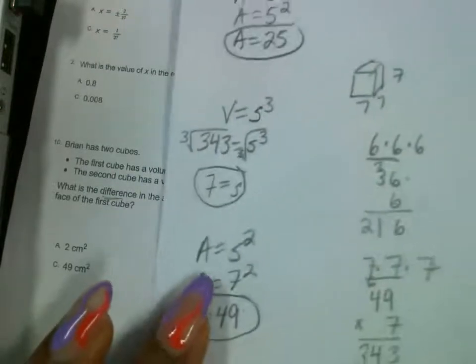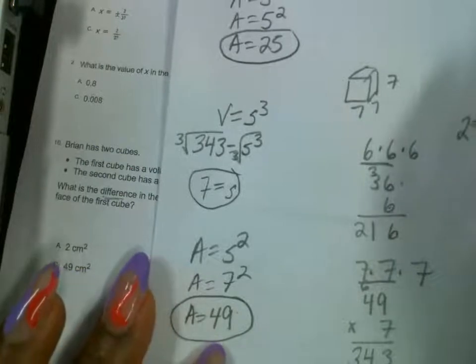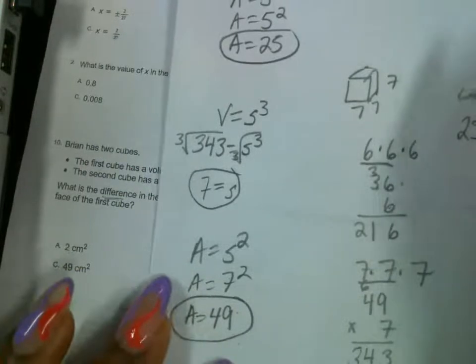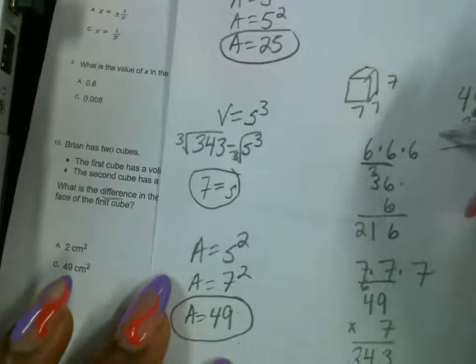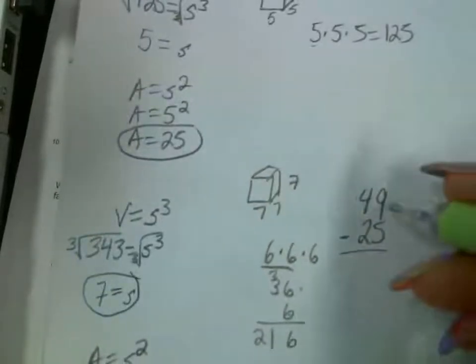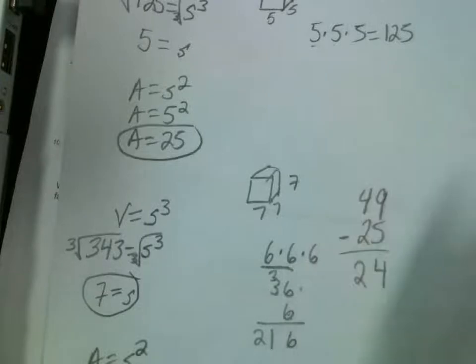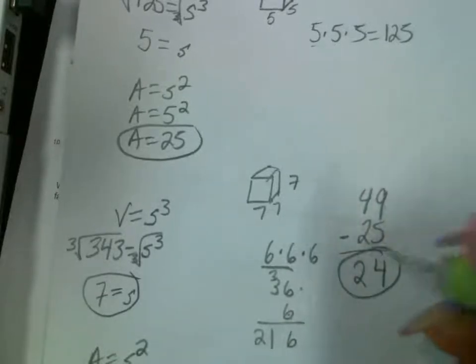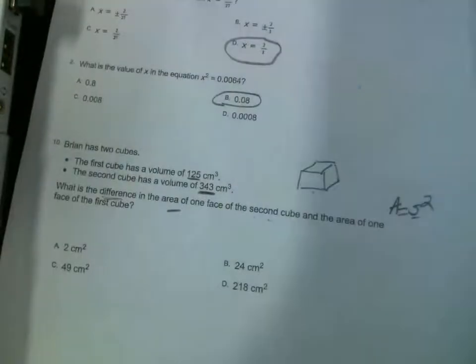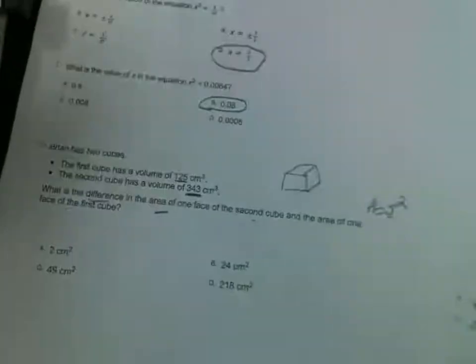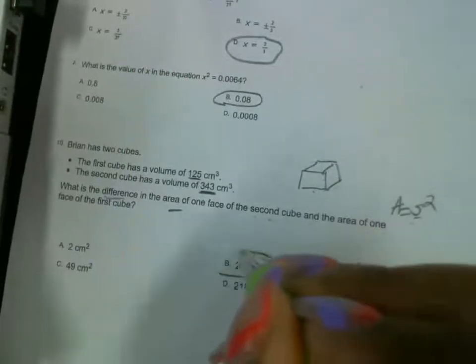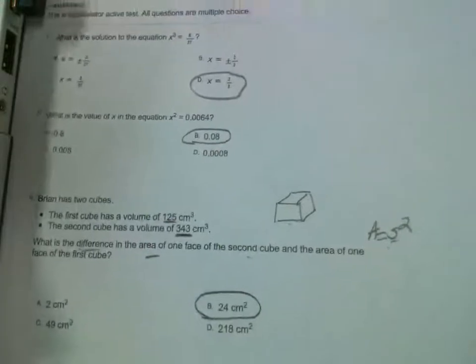So you subtract. You have 49 minus 25. Put that one on top, right? All right, so this gives you 4 here, and this gives you 2 here. So your answer is 24. That's the difference. So you look for 24 centimeters squared, and it's right here. Do you see that? Okay.